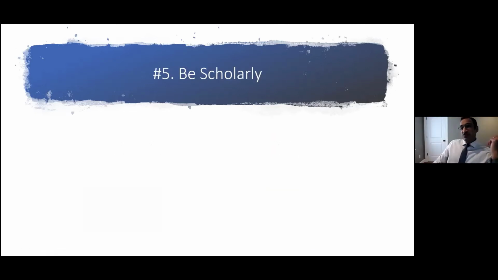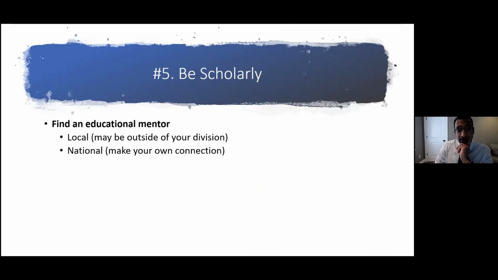So fifth tip, be scholarly. This is an important one. And now we talk about mentorship. Mentorship is incredibly useful. It will push you and challenge you and get you to the next level. And I really think it adds meaning to whatever you are pursuing.